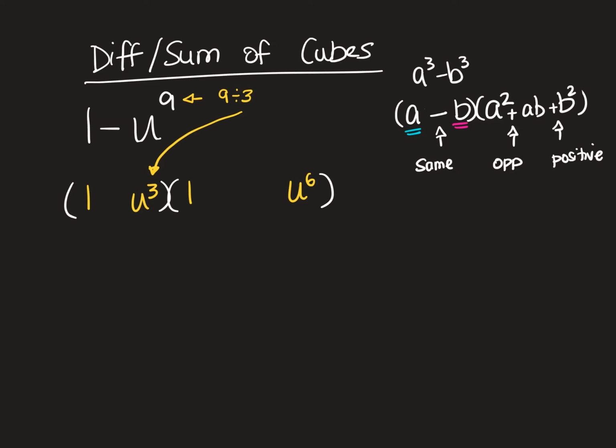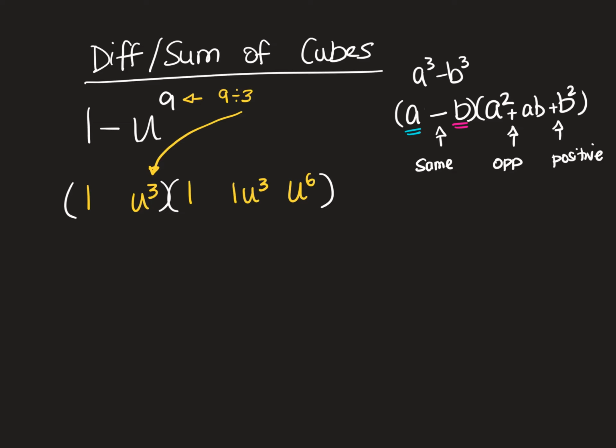And then again, whatever I wrote here and here, I just multiply together. So that's going to give me 1 times u cubed. You don't have to write the 1 in front of the u cubed there if you don't want to. I am doing it just to illustrate a point. And then we look at following that pattern with the signs.